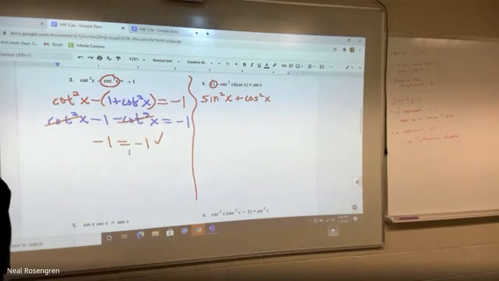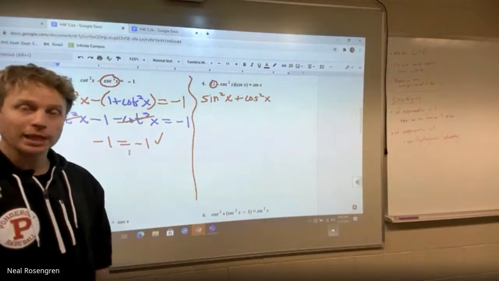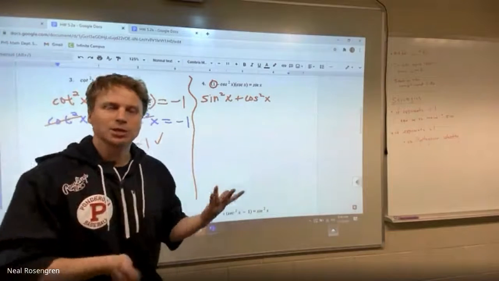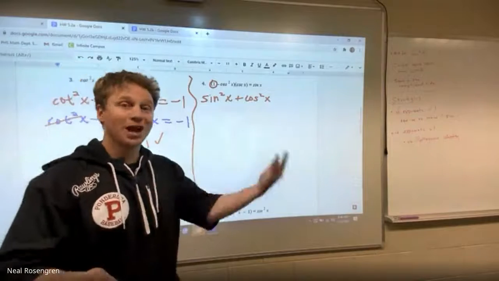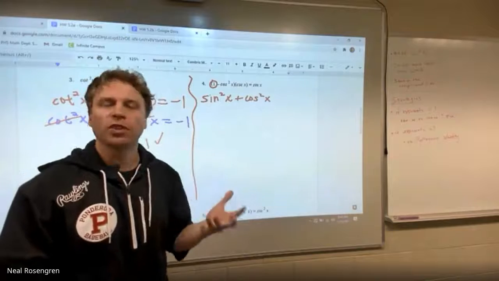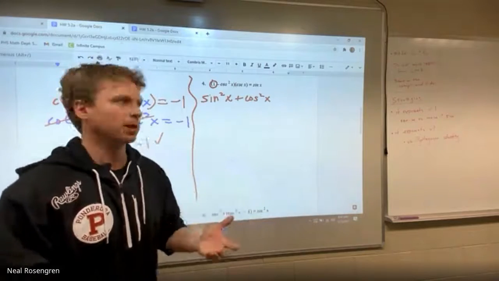And then I just bring down the rest. That's the only identity that I'm going to use at this point. And so when you're contemplating, should I change everything to sine and cosine, or should I go with a Pythagorean one? If you've got larger exponents, go with that first. Try to deal with those bigger exponents and see what happens.